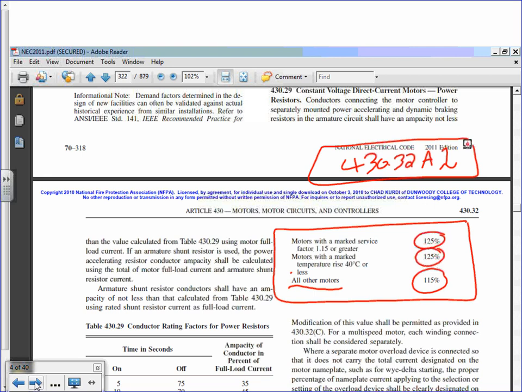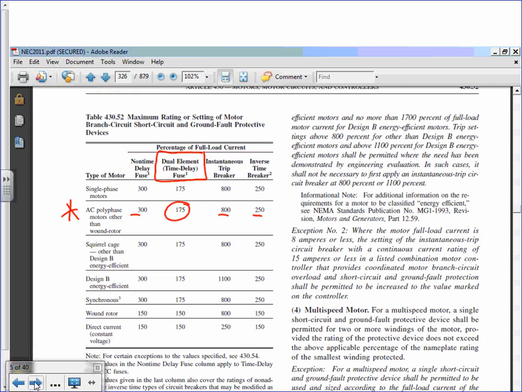The second one I had for you is when we deal with the overcurrent protection device. You guys remember that table? I'm asking you about dual element time delay fuse. The multiplier is 175 percent. Cool. Everybody knows where these tables are. Please open your code book and highlight them. Make sure you know how to use them. So that's your multiplier.